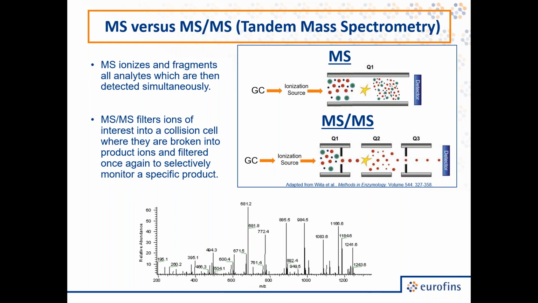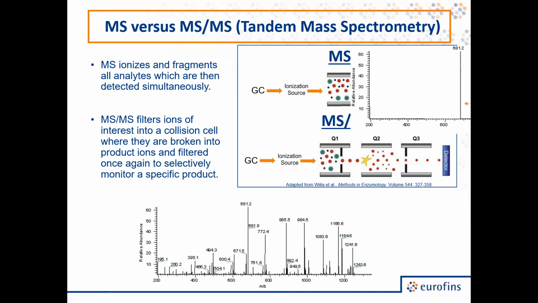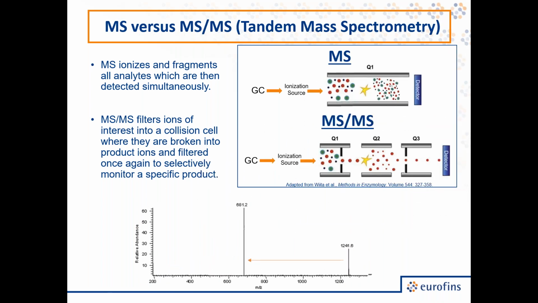So as you can see, here is an example of a fragmentation pattern of a compound as determined by mass spectrometry. And then using MS-MS, we can specify we're going to look at the 1241 ion, which is then fragmented to the 681 ion. And this is highly beneficial for trace analysis of known compounds.